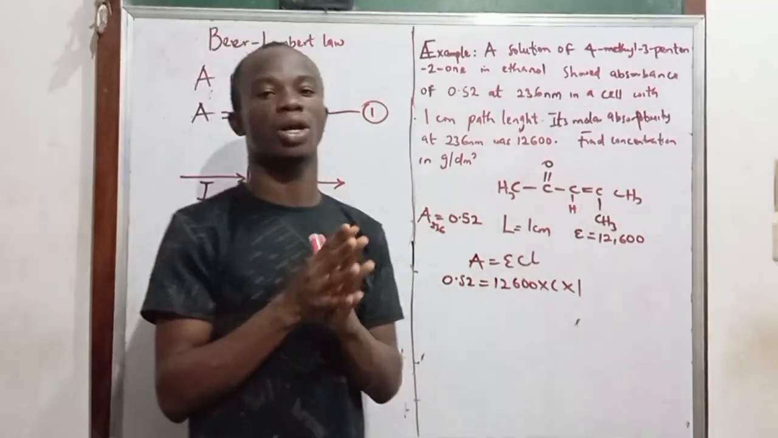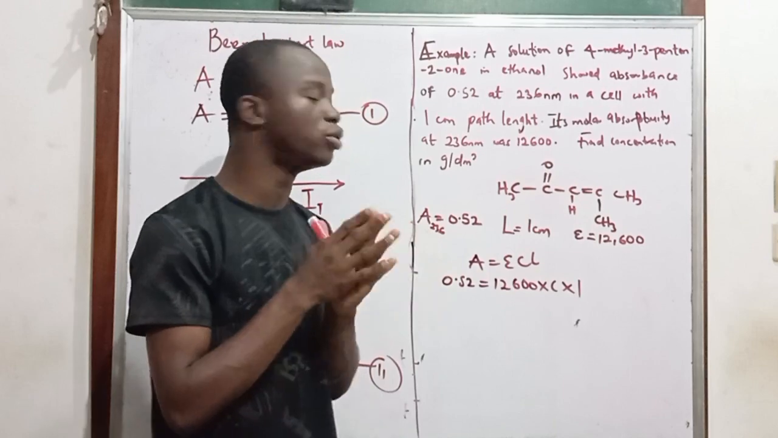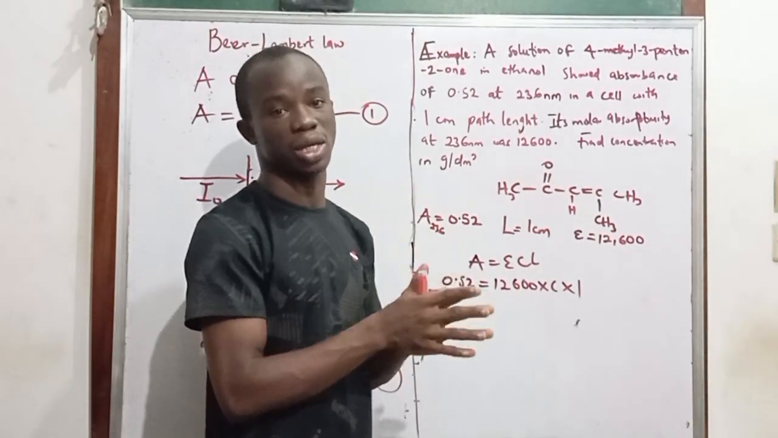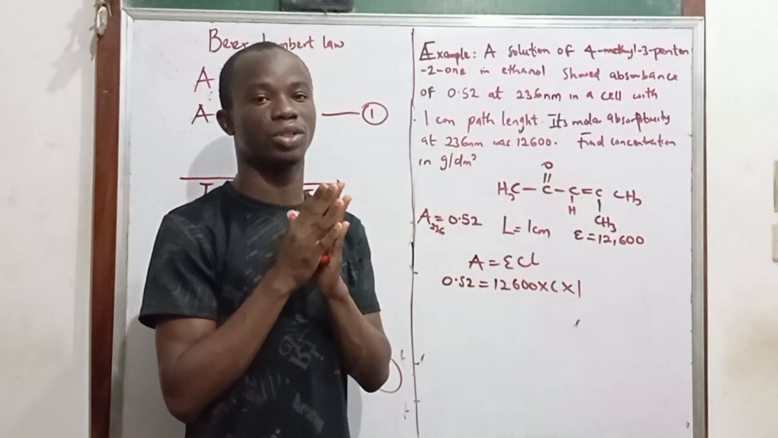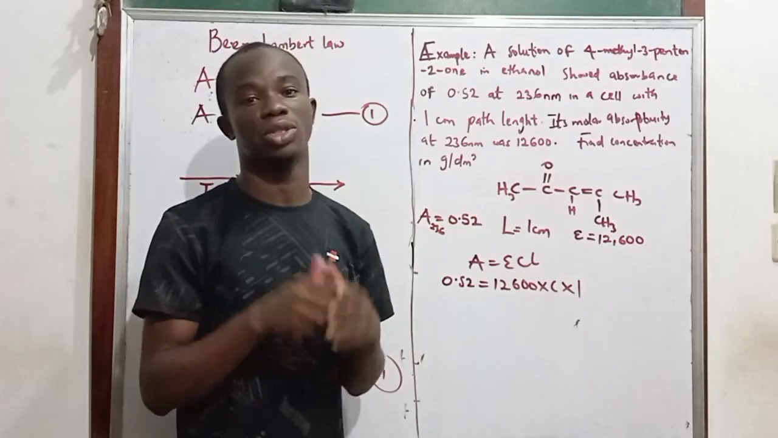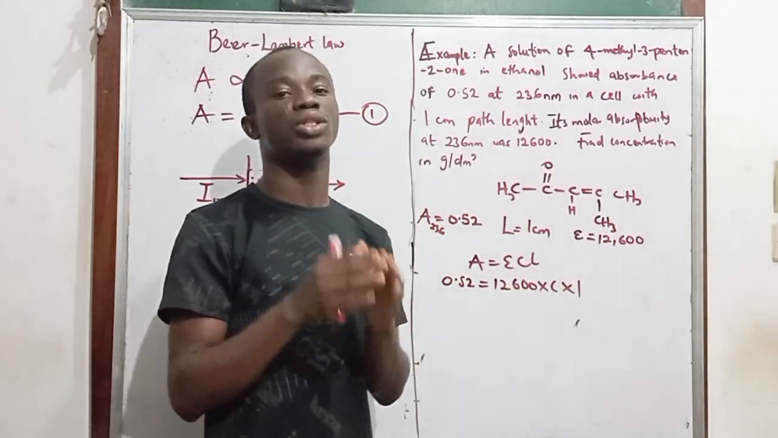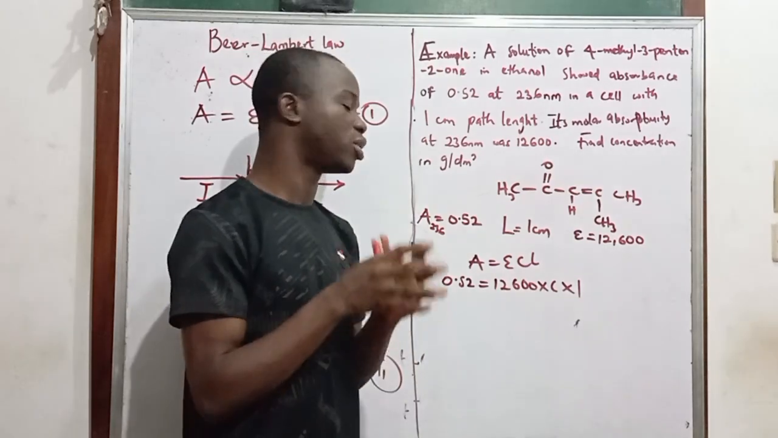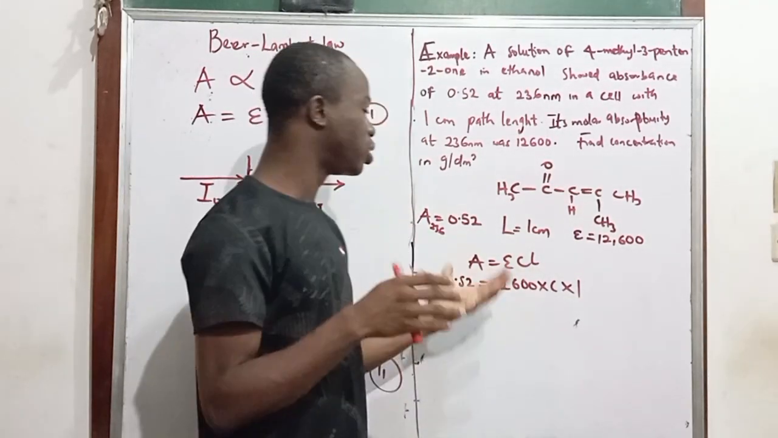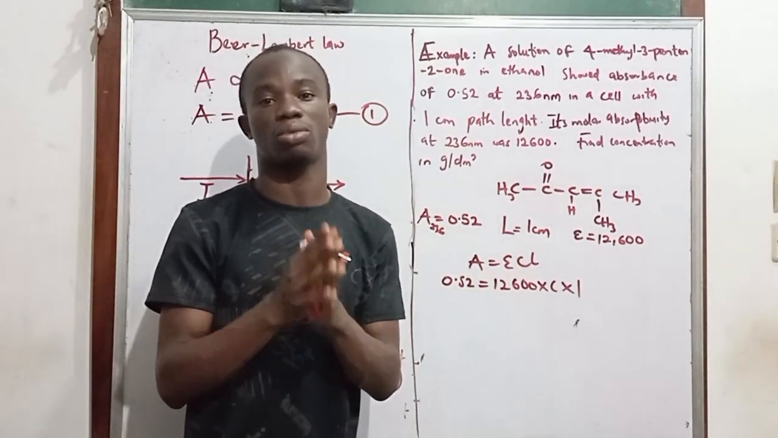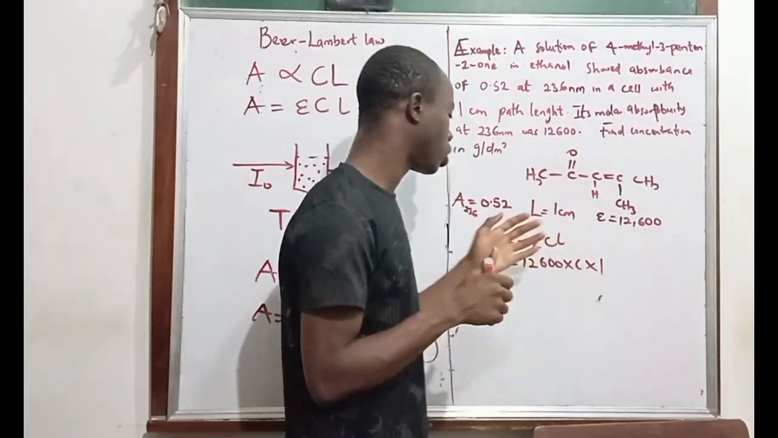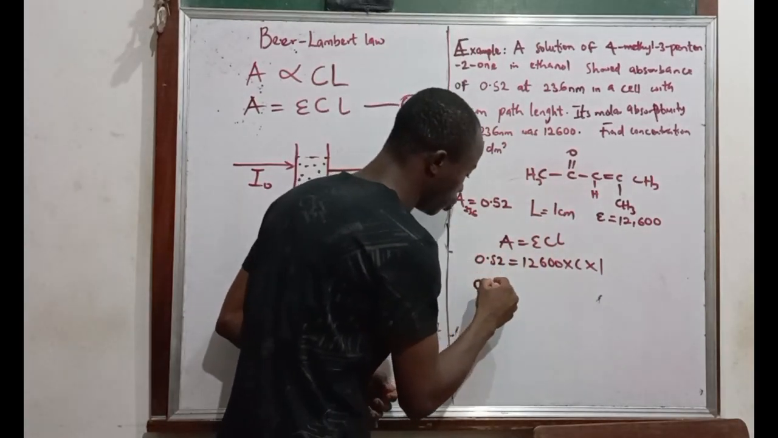At the same time, don't forget what I've said, that the unit of concentration determines what you call your epsilon. If the unit of the concentration is mole per dm cube, or molarity, that means your epsilon is molar absorptivity. But if the unit of concentration is gram per dm cube, that means your epsilon is ordinary absorptivity. In this case, what we are given as epsilon is molar absorptivity. That means the concentration I'm going to get will be in mole per dm cube.